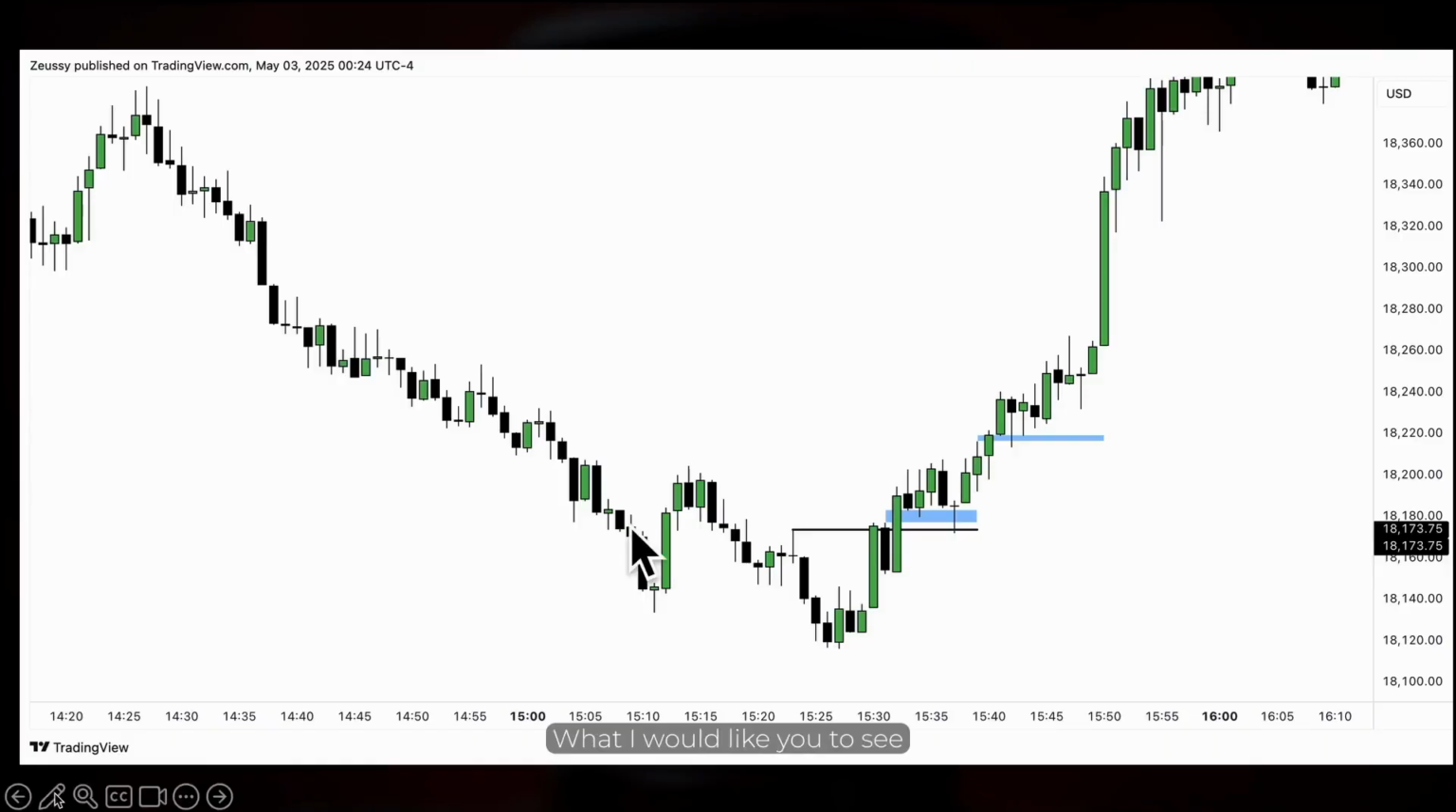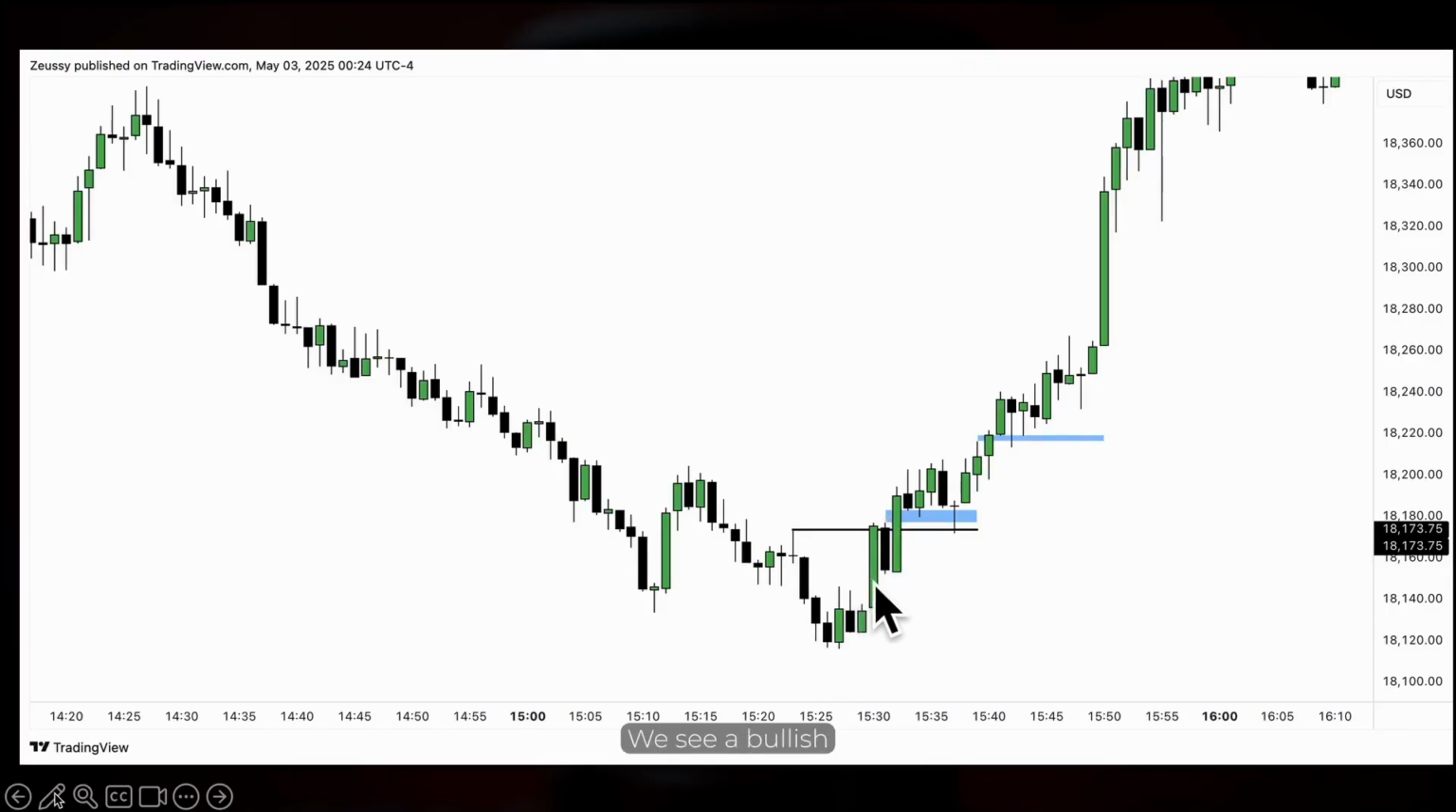What I would like to see is that we see the market expand towards the downside, and eventually we see the market have one more push lower right here. Do you see how the market begins to accelerate towards the downside right here? Notice that we form a low and the market reprices higher.